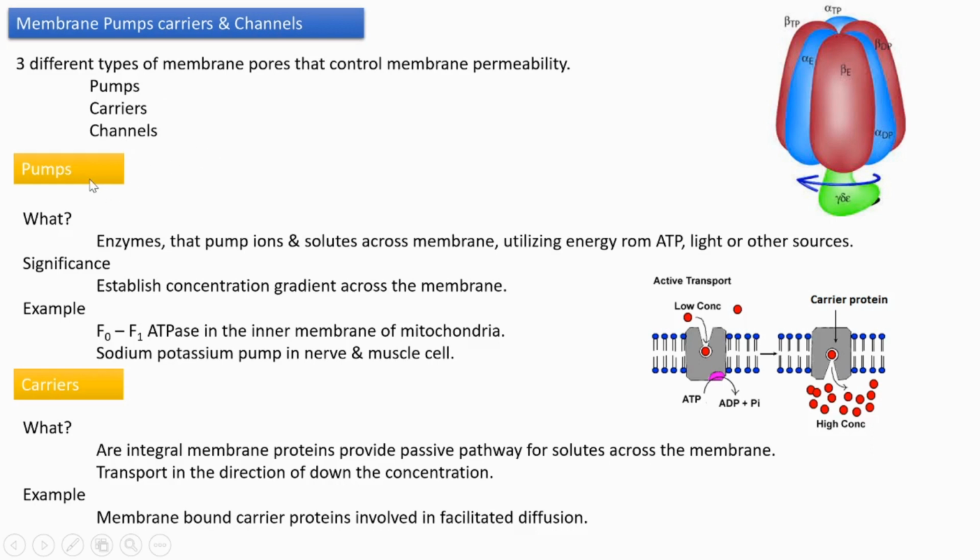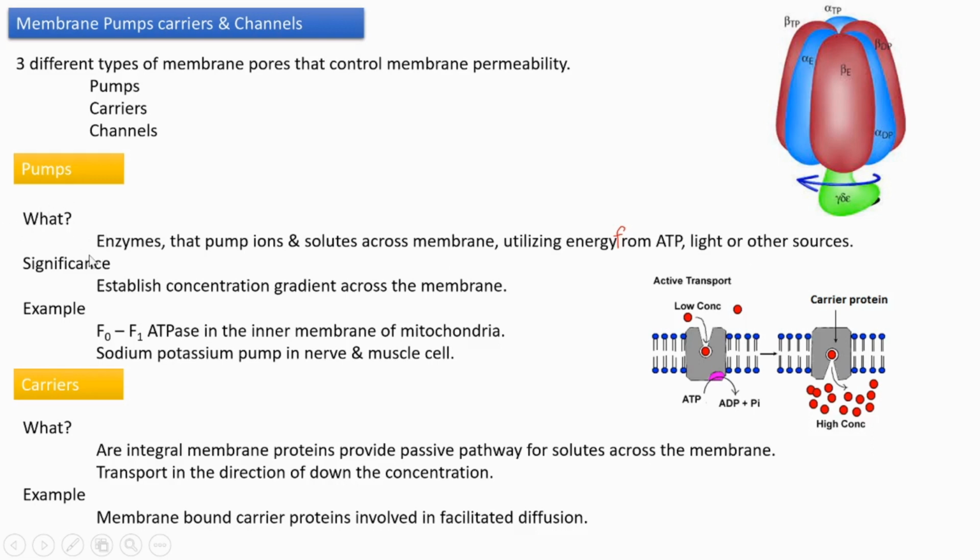First, we are going to learn about pumps. What are these pumps? They are certain enzymes which can pump ions and solutes across the membrane. How? Pump itself means that it needs energy. So, by utilizing energy from ATP, or light, or some other sources, it pumps ions and solutes across the membrane.